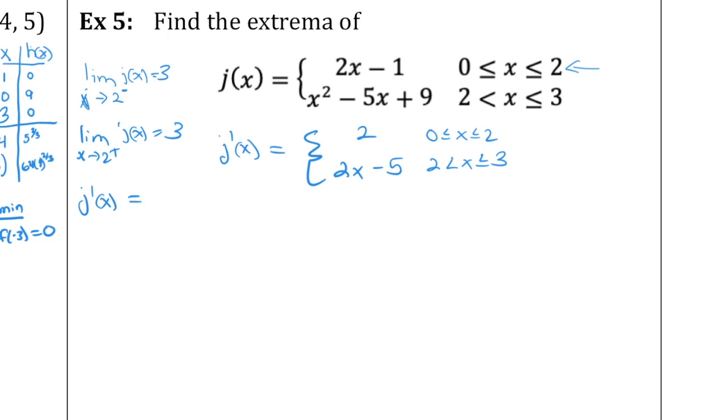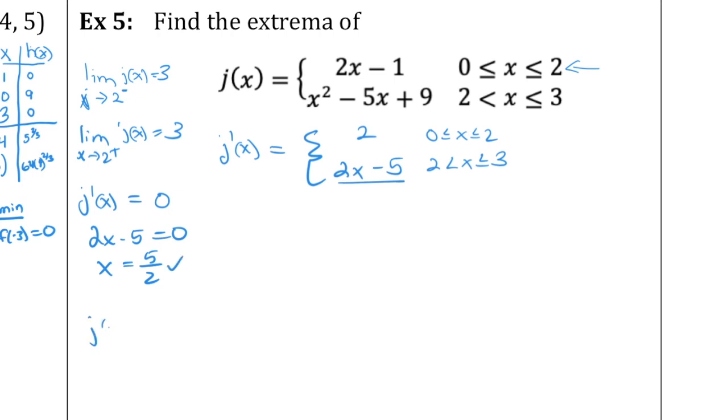If it's not, that's fine, because we know that the critical numbers occur where your derivative equals 0 or does not exist. So let's look at where j prime of x equals 0 first. It could equal 0 when 2x minus 5 equals 0, or x equals 5 over 2. Now that is on the interval, so it is a critical number.